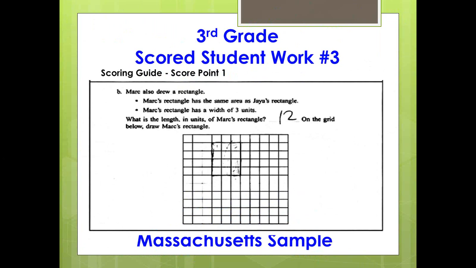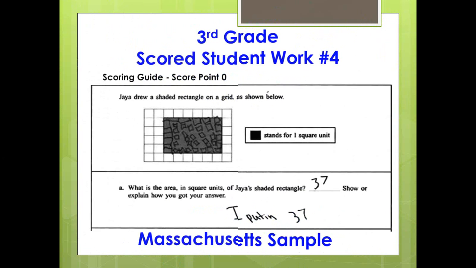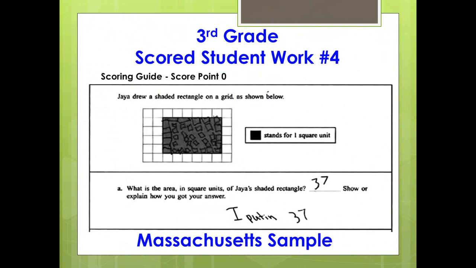I think they missed the statement where it says Mark's rectangle has the same area as Jaya's rectangle. And so they did 3 times 4 instead of 3 times 8. This student scored 0 points out of 2.